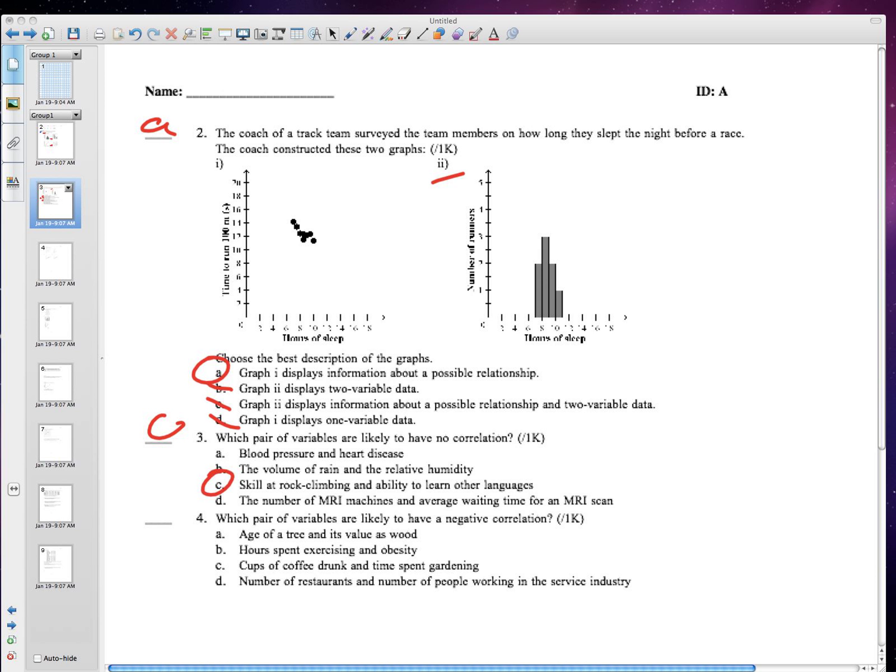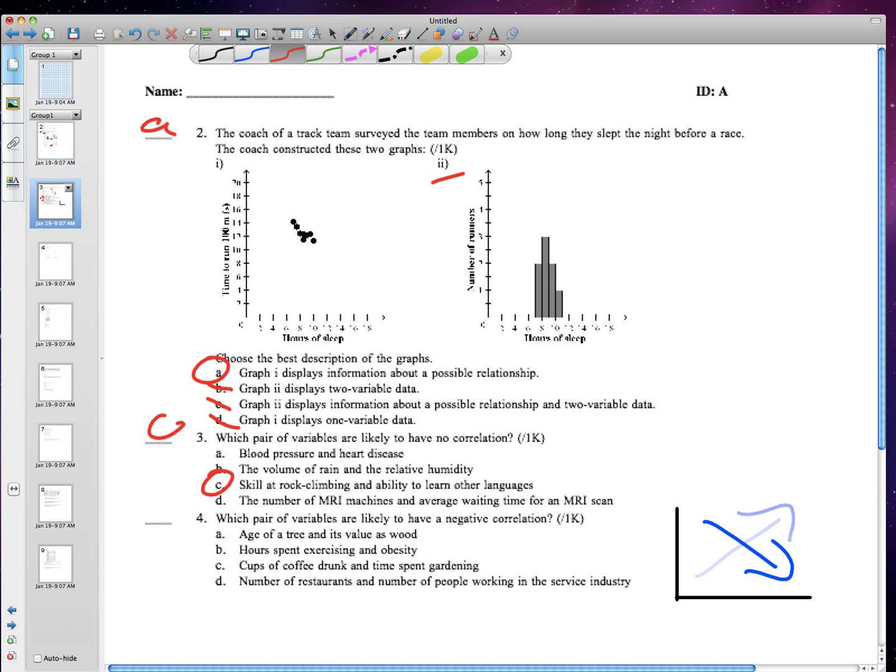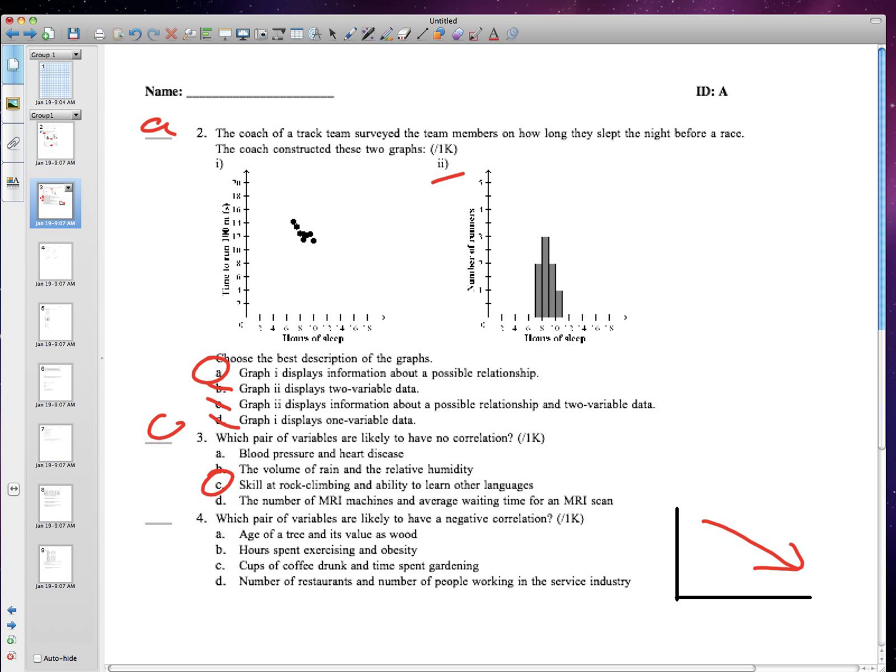Which pair of variables are likely to have a negative correlation? So, remember, negative deals with, let's say it was a linear relationship, this would be a positive slope, okay? And negative slope would be going down this way. So we're talking about a negative correlation here. Something going down this way. Okay? So we're going to go through the examples here.